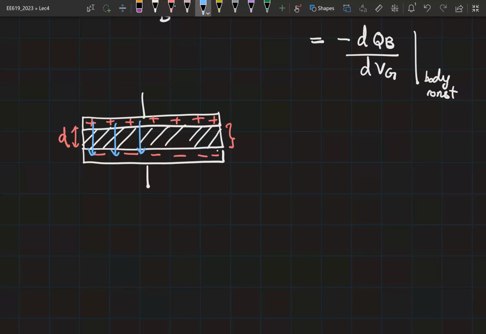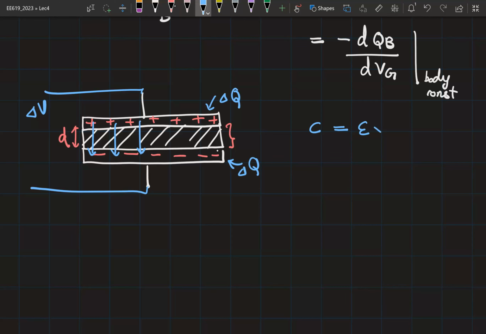Now, if I make a small change, delta V, in the potential applied to it, you would see a corresponding delta Q charge in both the terminals, in both the nodes. Is this okay? So we are going to look at all these structures and compare them to this parallel plate capacitor. For a parallel plate capacitor, what is the value of the capacitance? Epsilon of this dielectric into area divided by thickness. We'll compare and then see how we can apply this equation.